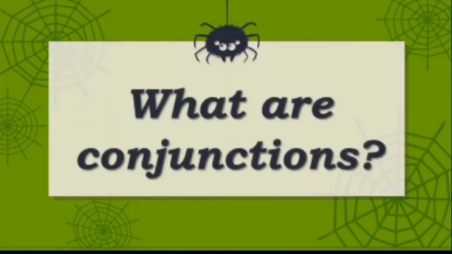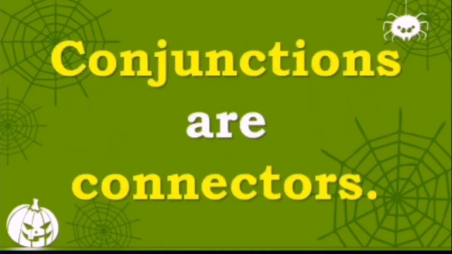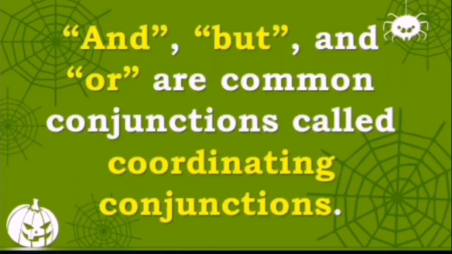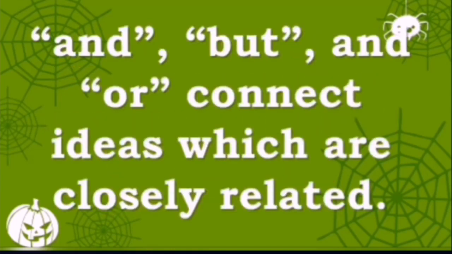Now, what are conjunctions? Conjunctions are words which connect two or more words or group of words. Conjunctions are simply connectors. And, but, and or are common conjunctions called coordinating conjunctions. And, but, and or connect ideas which are closely related.